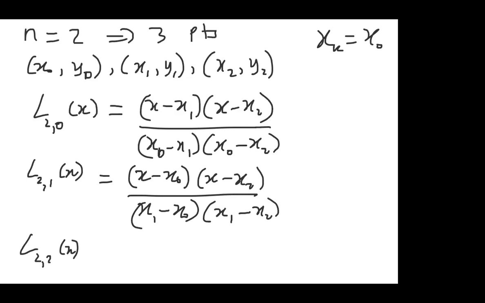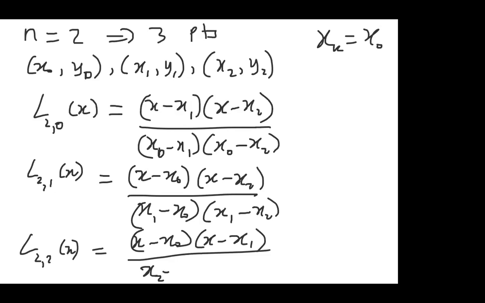And lastly, L22(x) equal to what? x minus x0, x minus x1. I won't have x minus x2 here. And then I'll divide this by x2 minus x0 times x2 minus x1. That's what we're going to get. From here, I can even construct L3k(x) when n is equal to 3. That means when I have 4 points there, I can even do that.